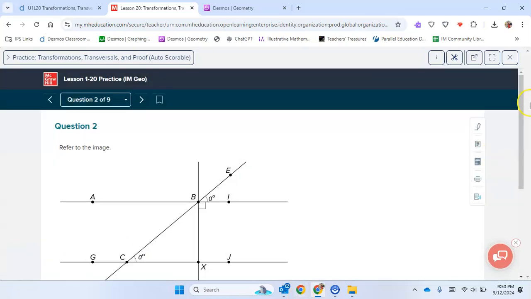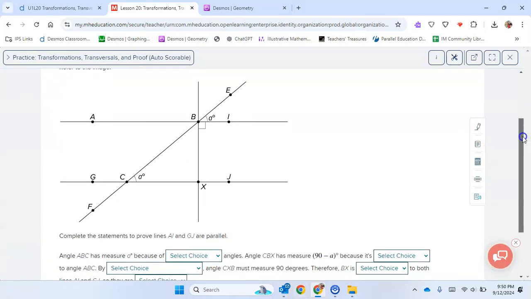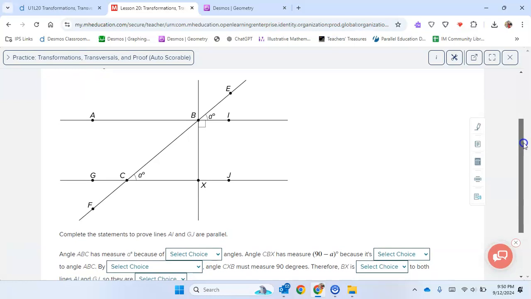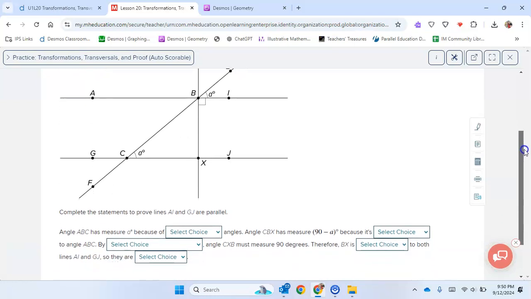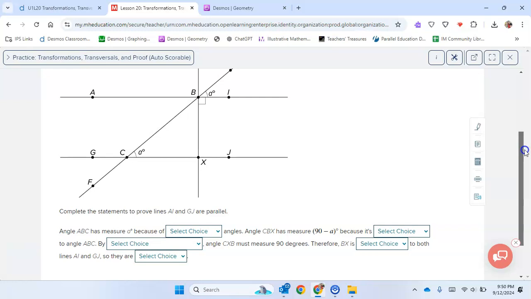Question 2, refer to the image. Complete the statement to prove lines AI and GJ are parallel. Angle ABC has a measure of 80 degrees. Angle ABC is this angle. It's congruent to angle A because they are vertical angles.